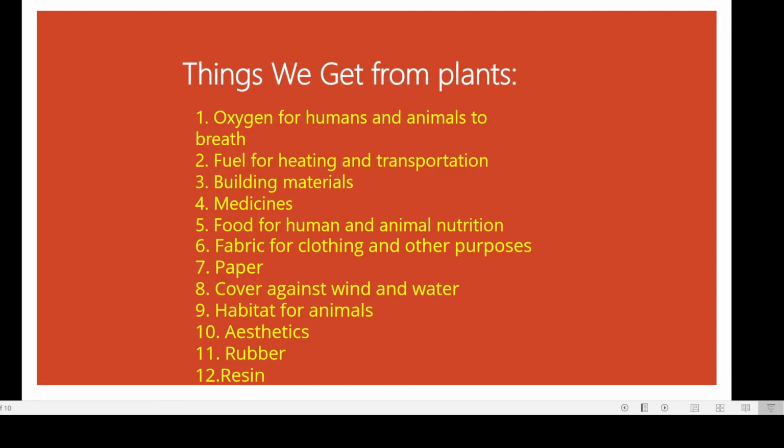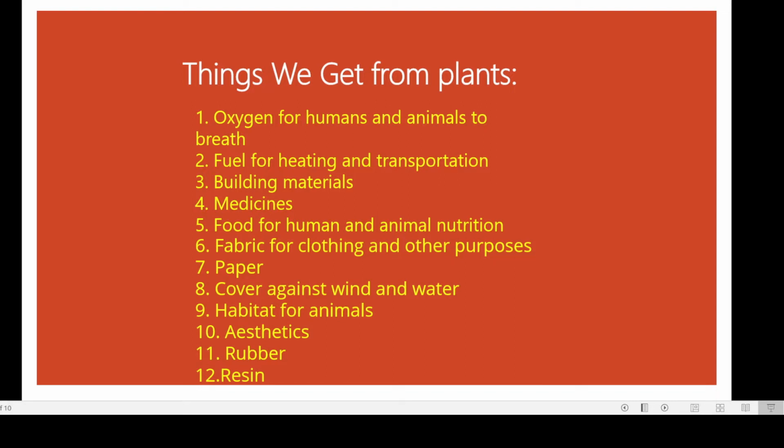We get lots of things from plants. For example, oxygen. Without oxygen, no one can live, and oxygen is the most essential thing for living. This oxygen comes from plants. Secondly, fuel for heating and transportation also comes from plants. The building materials, the wood, all these things that are required also come from plants.